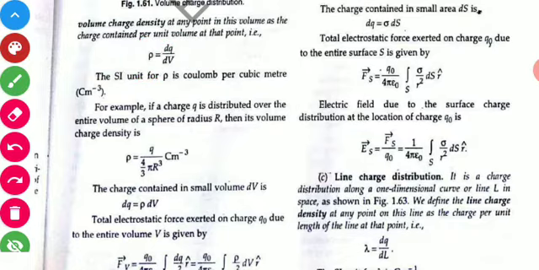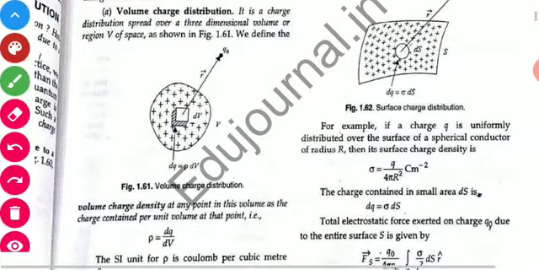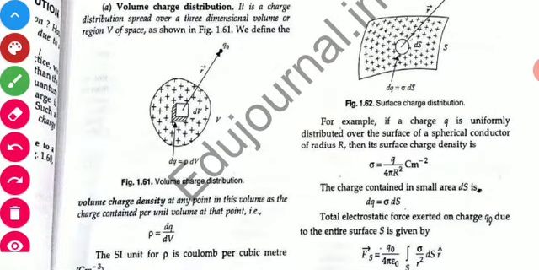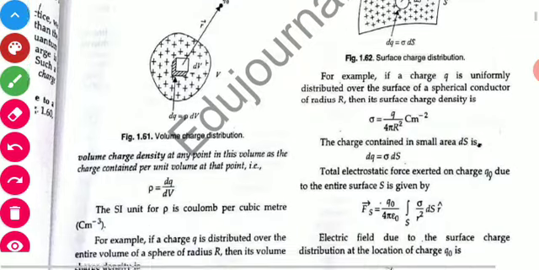So in this way we can have the example of a sphere. A sphere is an example of a volume because it is a three-dimensional object. So the charge distribution in a sphere will be a volume charge distribution.